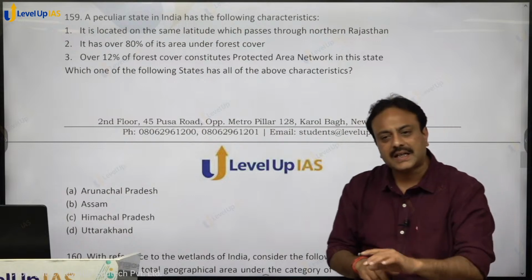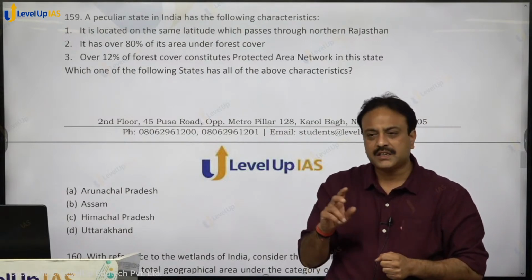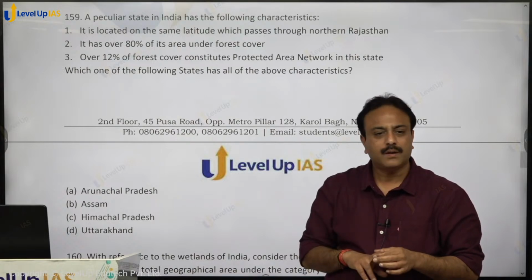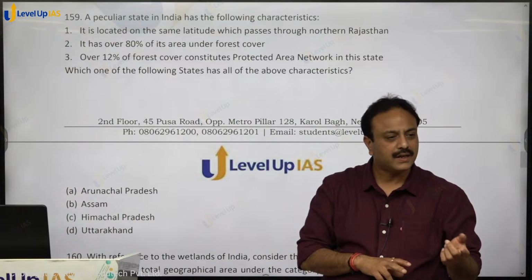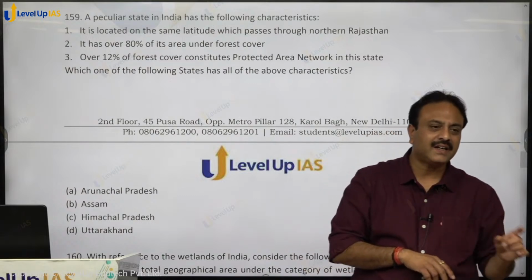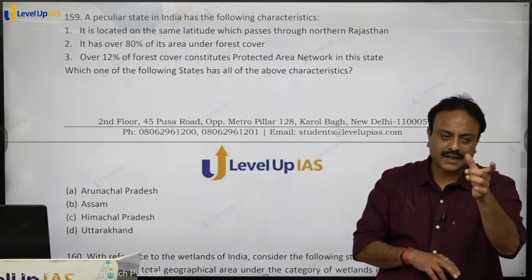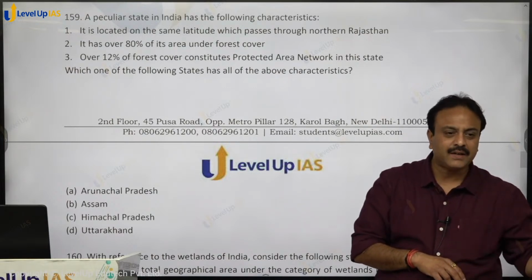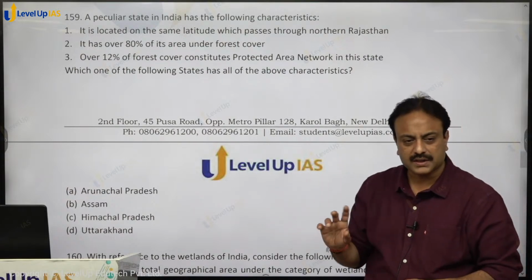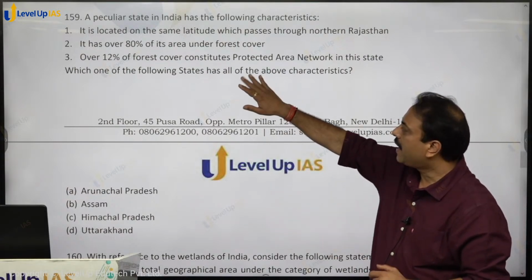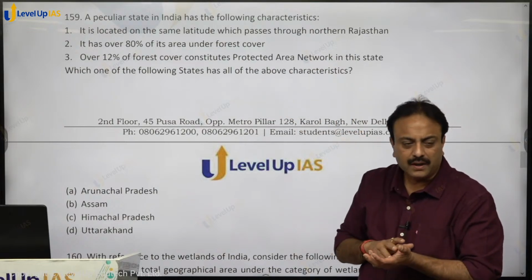Forest cover is itself of different types: very dense, canopy density more than 70%, moderate 40 to 70, open forest 10 to 40, and less than 10 is scrubland, right. So this is the categorization of forest cover. Less than 10 will not be included in forest cover, it is in scrubland. More than 10 it is forest cover. That is the definition, and as per the definition, 80% of its area is under forest cover.